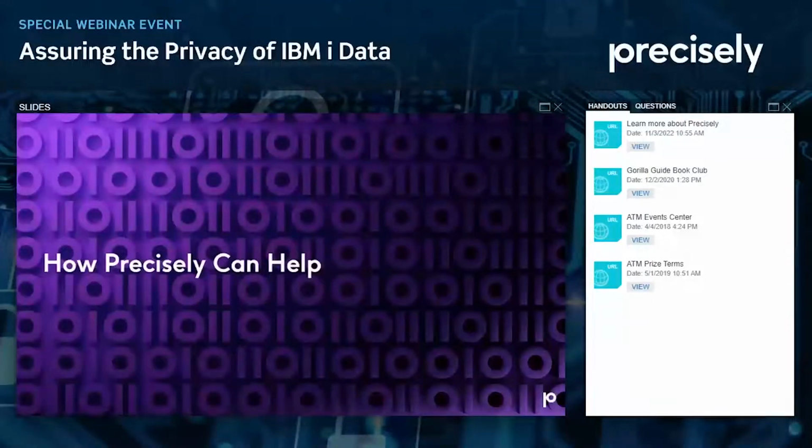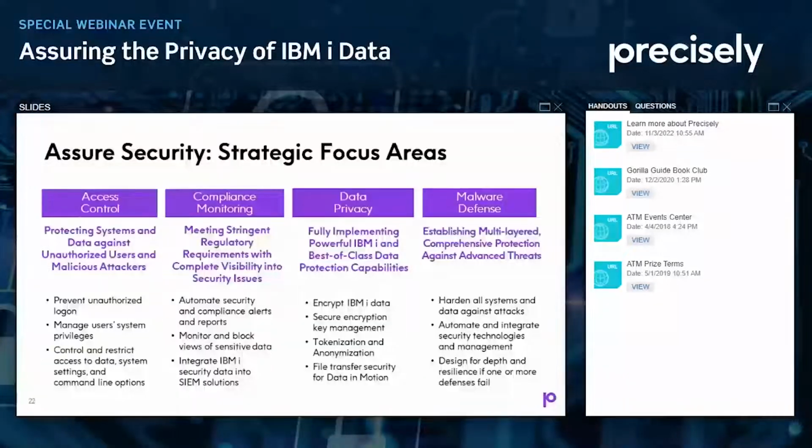So the last topic that I wanted to cover was to give you a sense of how Precisely stacks up with helping you out with these kinds of challenges. When we look at our Precisely security offering, our Assure security product family, we really focus on a couple of different strategic areas. We focus on access control, which I mentioned a couple of times. If you can keep people off your system and make sure only the right people get access to the right data, that's a really key first step.